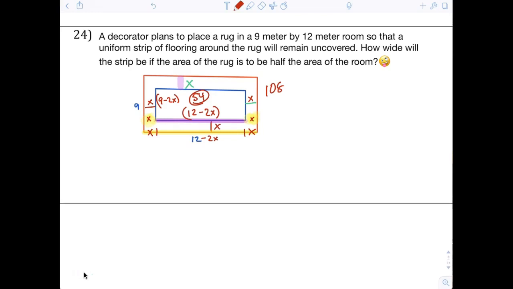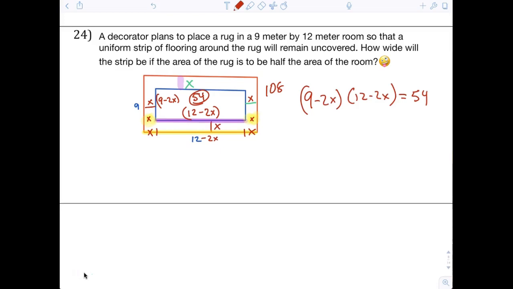What is the length and width of the carpet? Cole, jump in. 9 minus 2x. Yay! It is 9 minus 2x times 12 minus 2x. That is equal to 54. Perfect. Thank you very much.